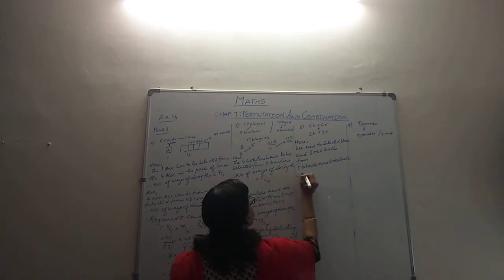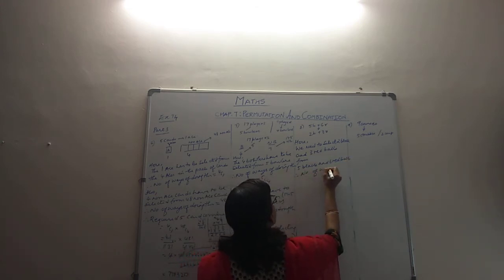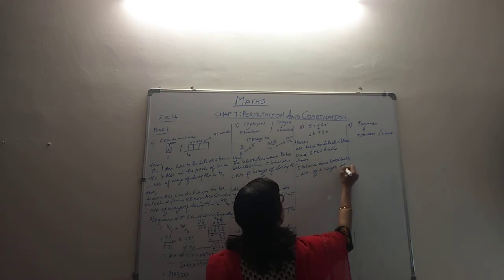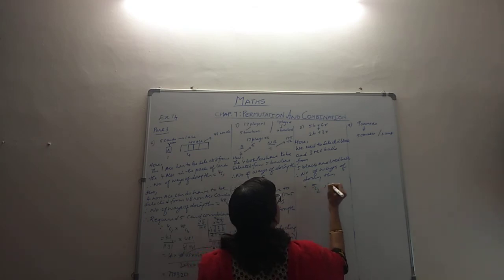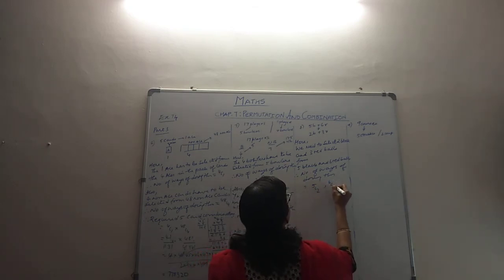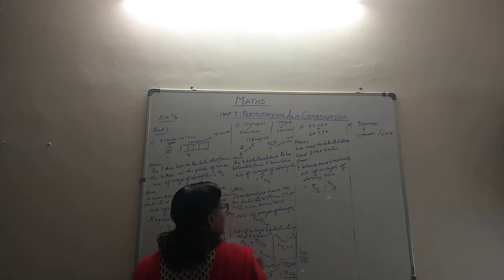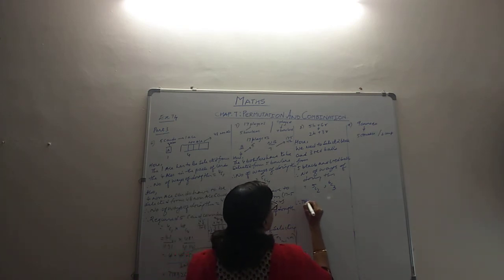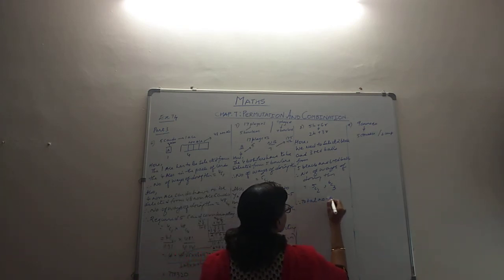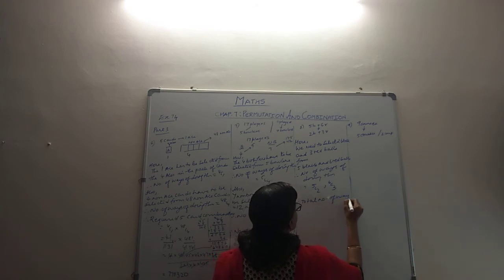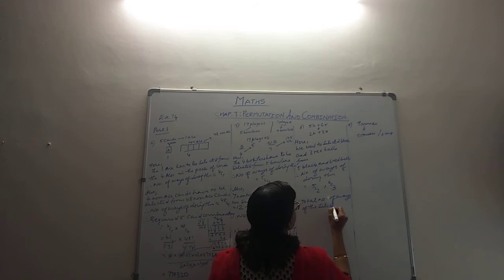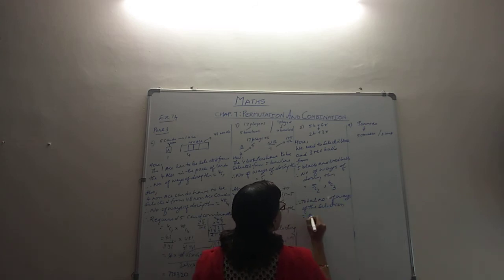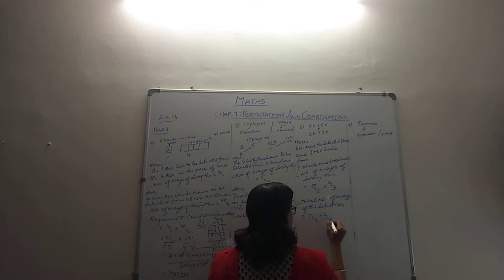The number of ways of doing this is 5C2 times 6C3. Yes, the total number of ways of selection is 5C2 into 6C3. Let's quickly do it.